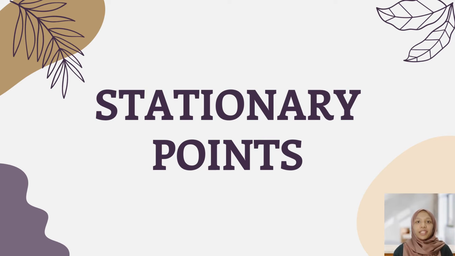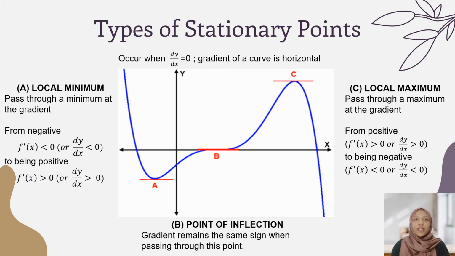First, stationary points. Stationary points occur when we have dy over dx equal to 0. This represents when the gradient of a curve is horizontal. We have three types of stationary points, which are local minimum, point of inflection, and local maximum.